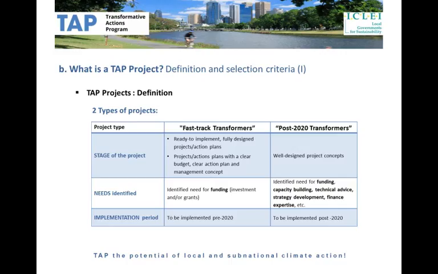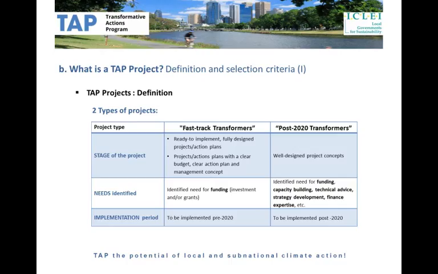In terms of needs identified, for fast-track transformers, the needs, in terms of enabling the implementation of the project. On the one hand, you have projects which only need funding, and on the other hand, you have projects requiring not only finance, but also additional advice or expertise in terms of capacity building, strategy development, etc. And considering these 2 points, we look at the third distinctive point, which is the implementation period. That is when the project would be ready for implementation, so either in the pre-2020 period or in the post-2020 period.